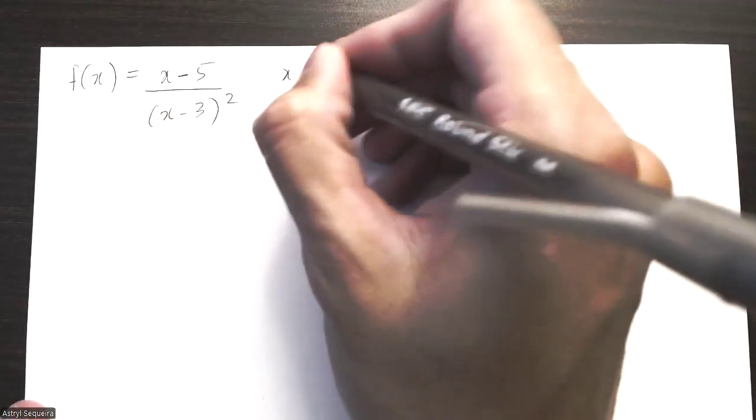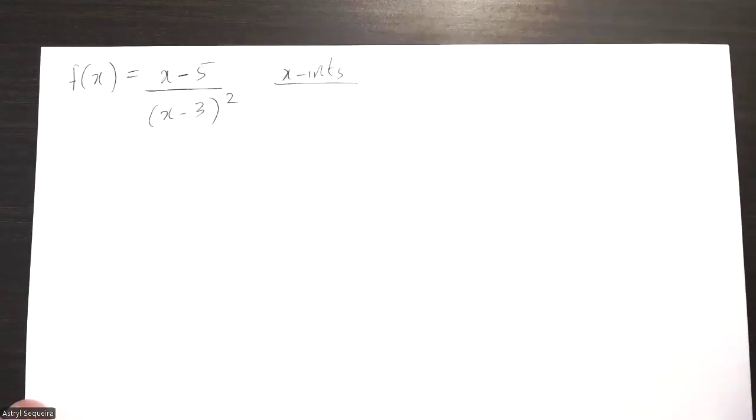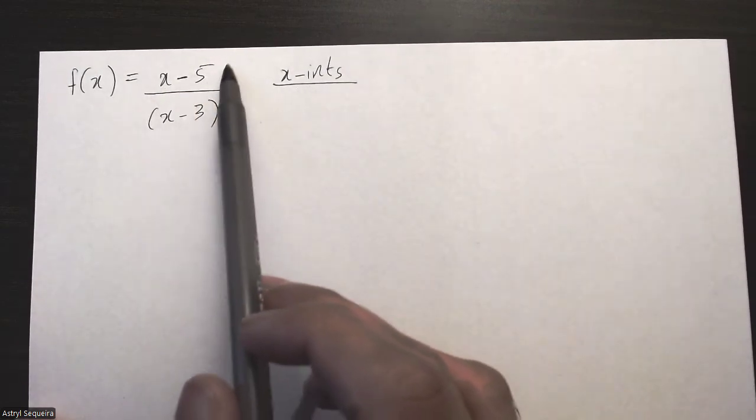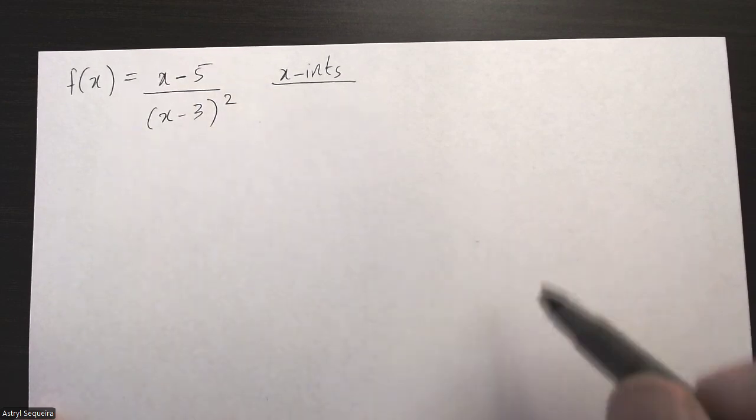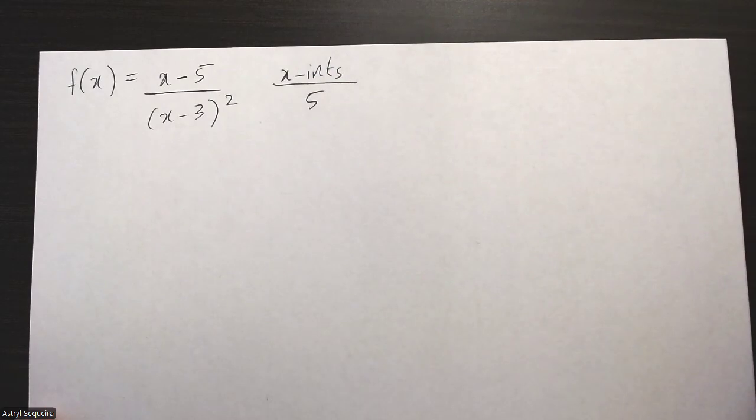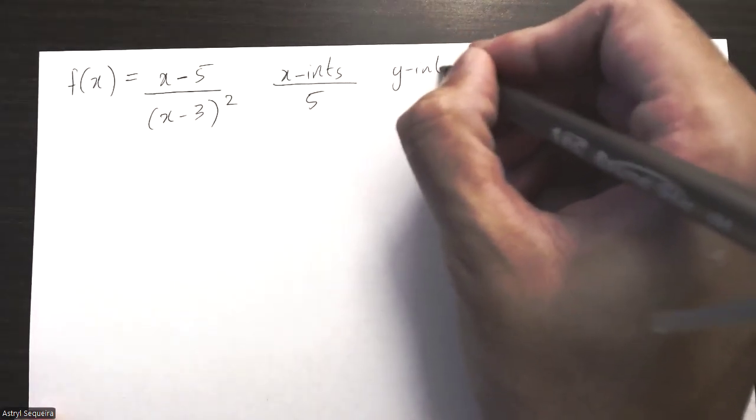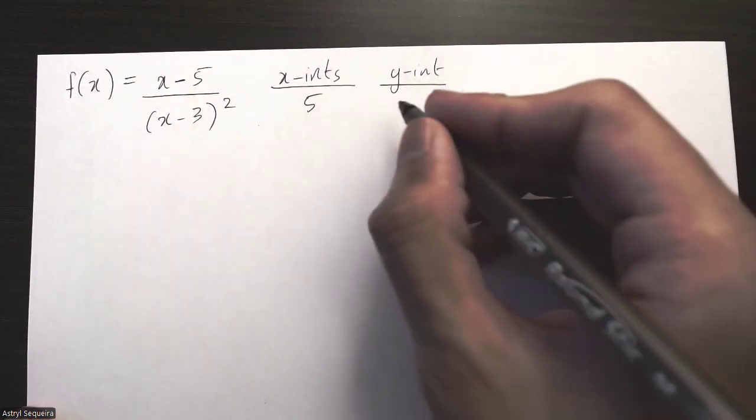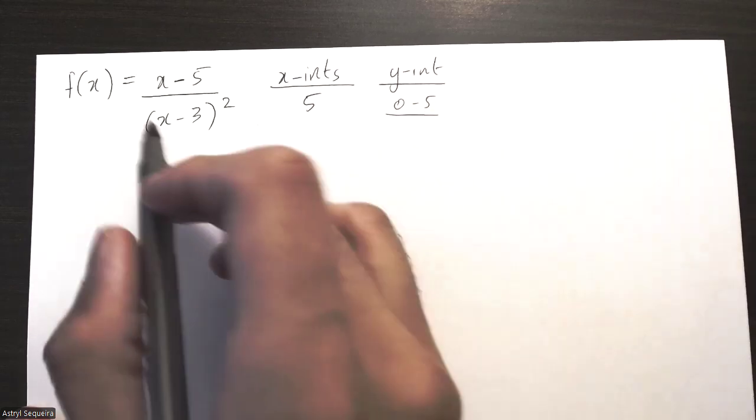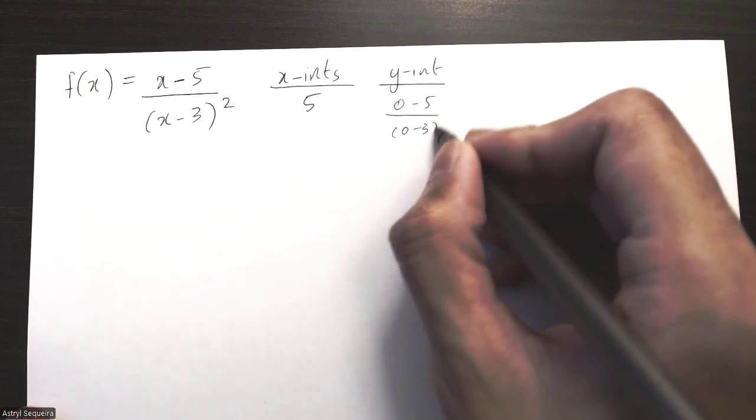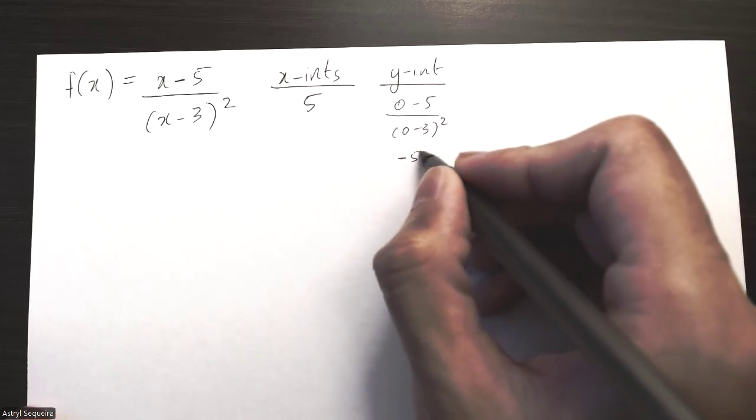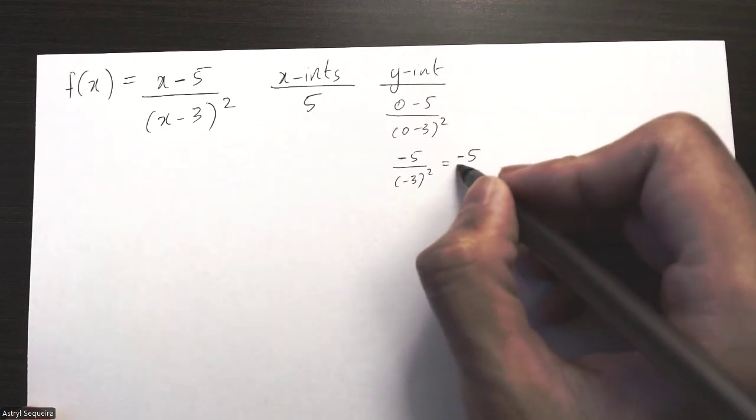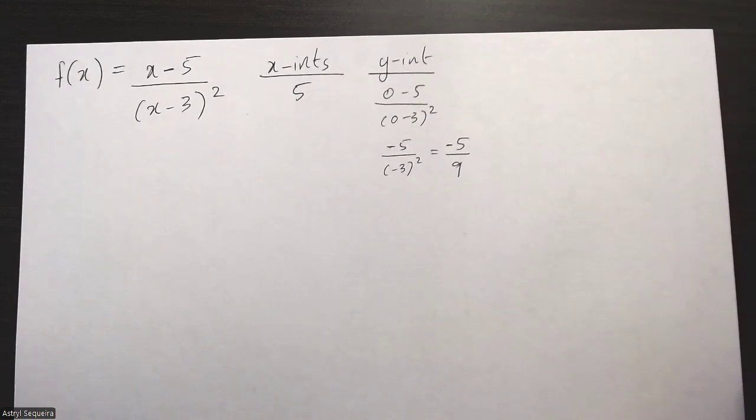These are not necessary, but because it's in factored form, it's really easy to find the x and the y-intercepts. For the x-intercepts, I'm just doing the solution to the numerator. So x is just equal to 5. And for the y-intercept, I'm just subbing in x as 0. So I have 0 minus 5 over 0 minus 3 squared, which is just negative 5 over negative 3 squared, which is just negative 5 over 9.